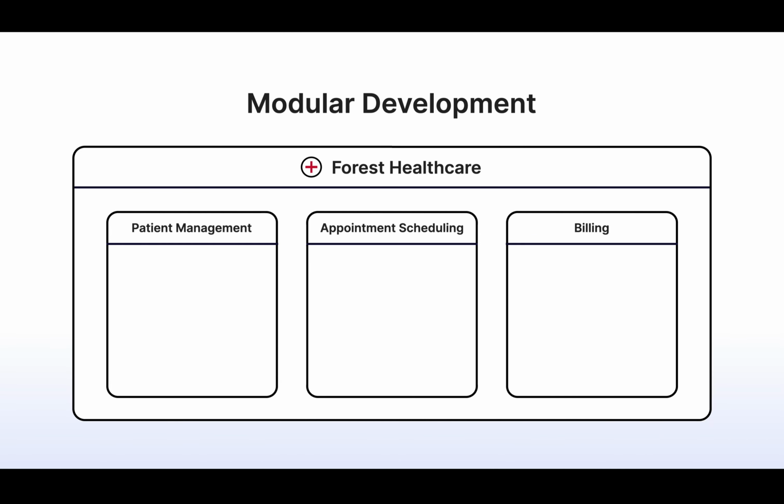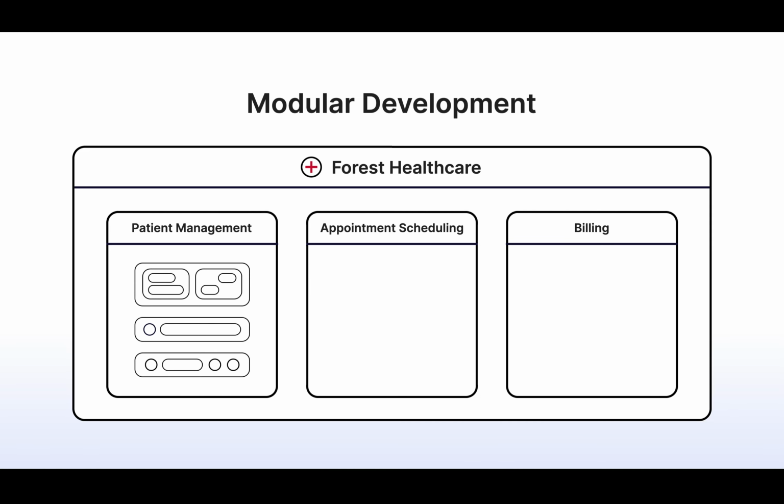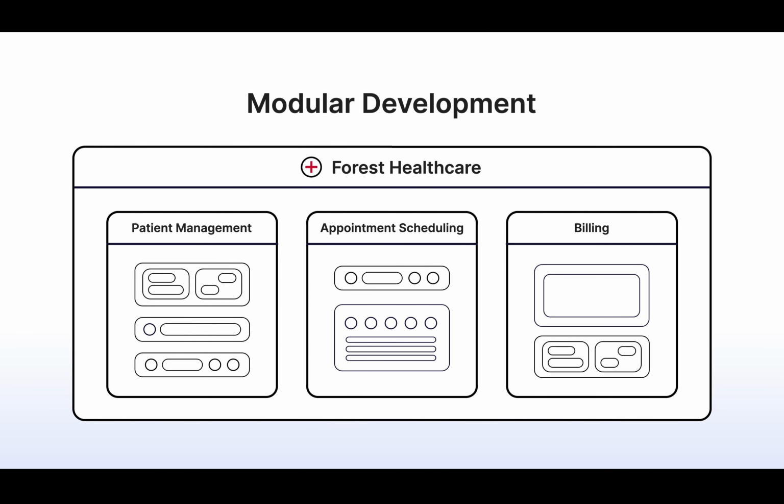For example, a patient management library could contain all of the UI components, data models, and logic related to handling patient records. Similarly, a billing library could handle invoicing, payments, and financial reports. Each team can work independently on their part of the project, and updates to one section won't impact the rest of the app directly, making collaboration much smoother.